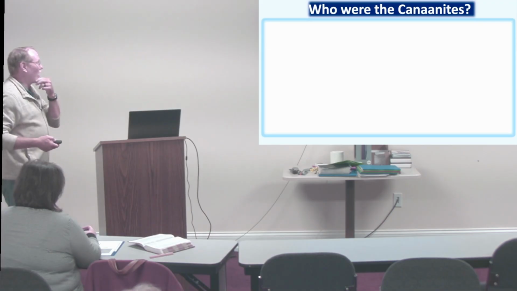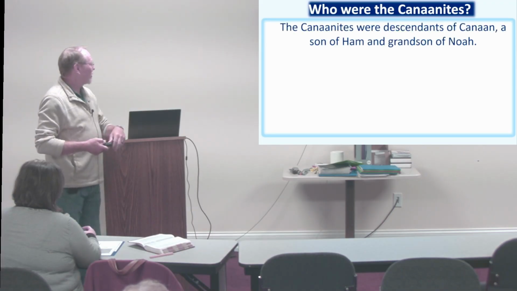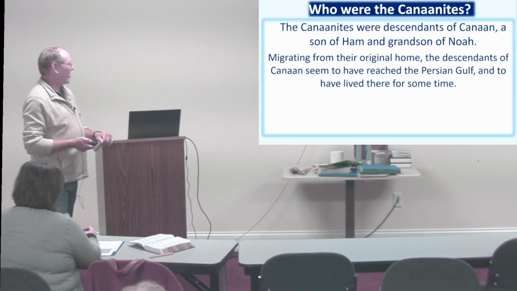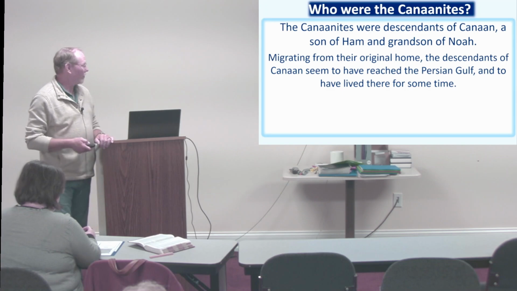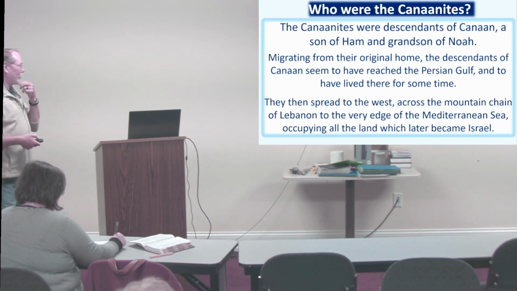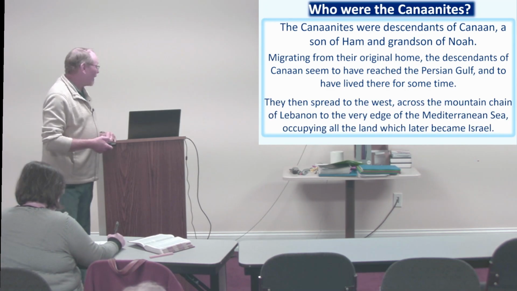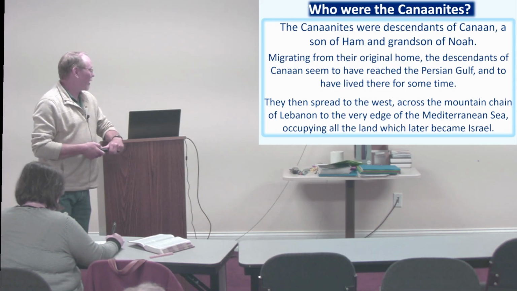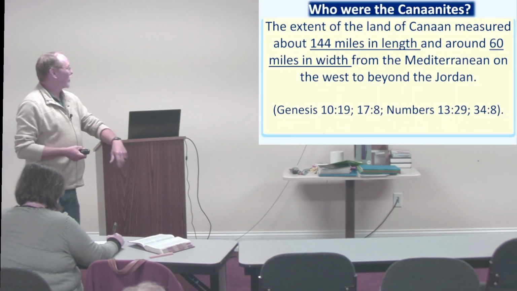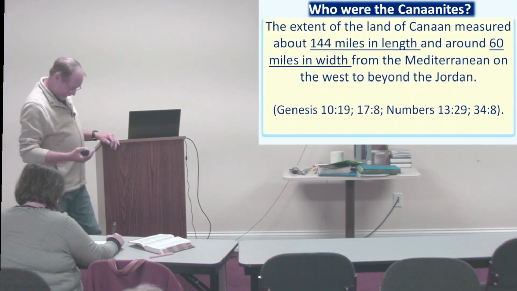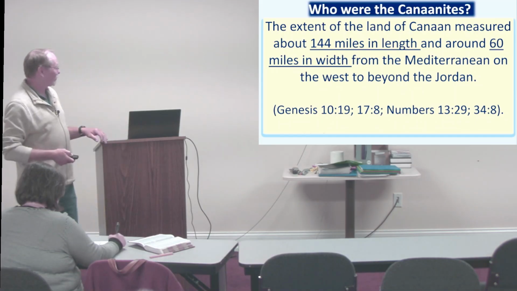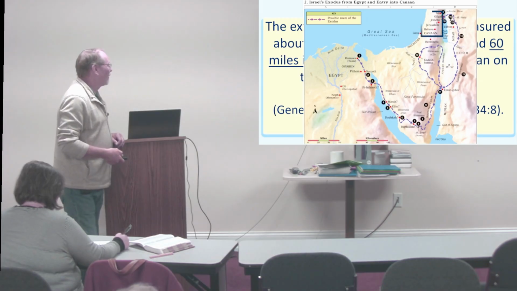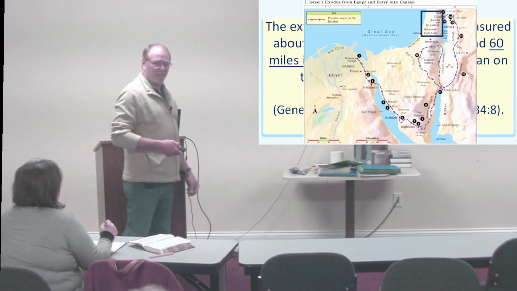So who were the Canaanites? The Canaanites were descendants of Canaan, the son of Ham, the grandson of Noah. Migrated from the original home, the descendants of Canaan seem to have reached the Persian Gulf and to have lived there for some time. They then spread west across the mountain chain of Lebanon to the very edge of the Mediterranean Sea, occupying all the land which later became Israel. The extent of their land was like 144 miles in length and about 60 miles in width to the west of the Jordan. And roughly that area right there. Would you say? Roughly that area?